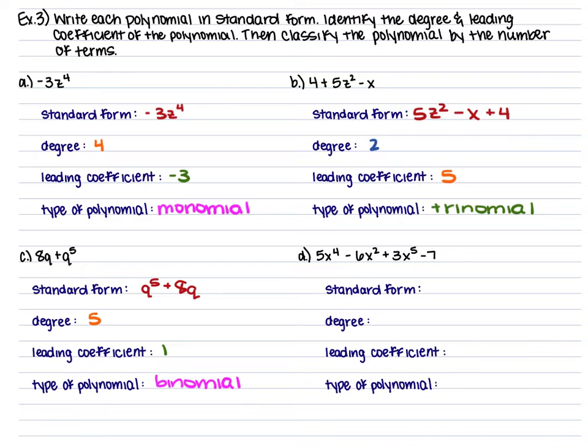For example D, we have 5x to the 4th power minus 6x squared plus 3x to the 5th power minus 7. So in standard form, we're going to have that 3x to the 5th power that comes first. Then we have 5x to the 4th power minus 6x squared minus 7. From here, the degree of this polynomial is the highest degree, so that's 5. Your leading coefficient is the number in front of the variable that has the 5th degree, which is 3. And the type of polynomial that you have here, there's 4 terms, so this is just a polynomial.